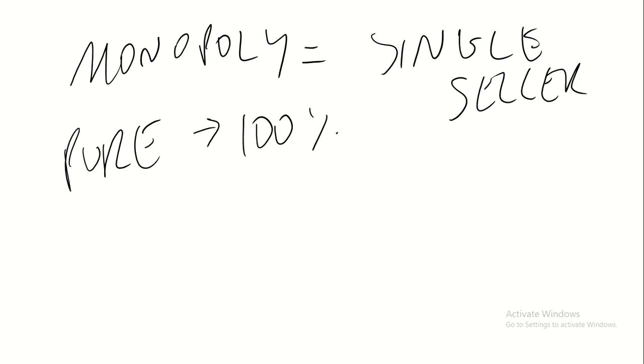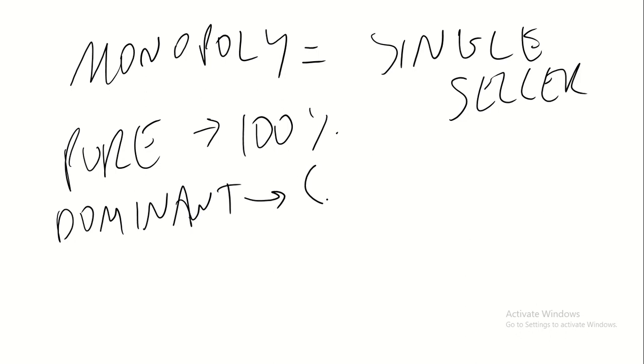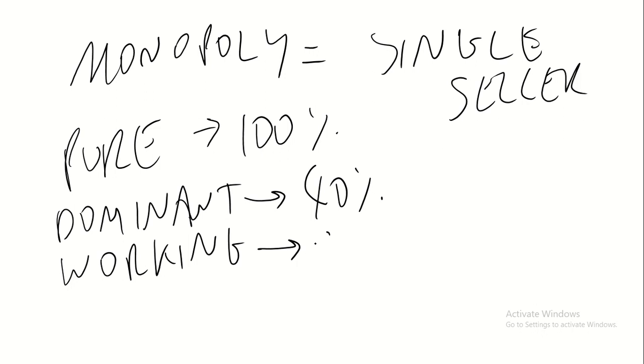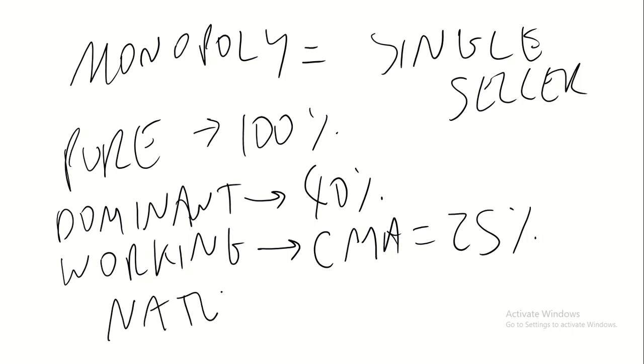We've also got, working our way down, a dominant monopoly, which is a firm that has 40% or more of the market share. And then we've got what the CMA define as a monopoly, or a working monopoly, and that is a firm having 25% or more of the market share. Okay, so there are your three market shares based on concentration of the market. You've also got what we call a natural monopoly.